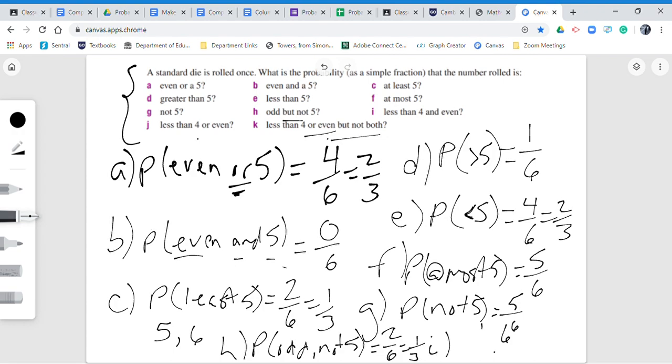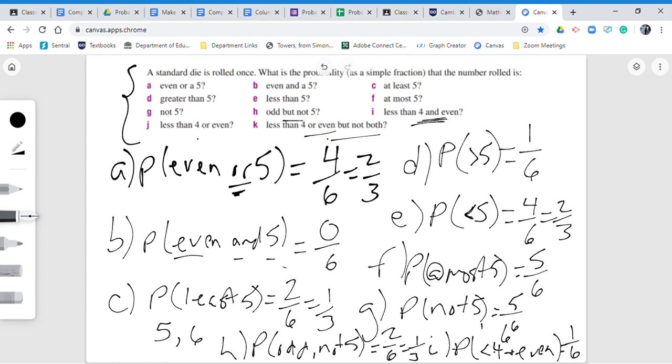I, less than 4 and even. So it must be both of these. Both must be true. What are numbers that are less than 4 and even? I can only think of 2 that is less than 4 and also even. So the probability of less than 4 and even would be only the number 2, so that's 1 out of 6 chances.